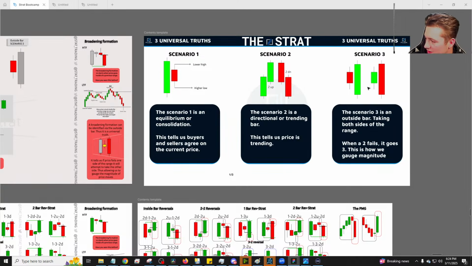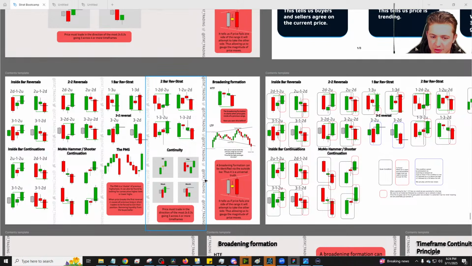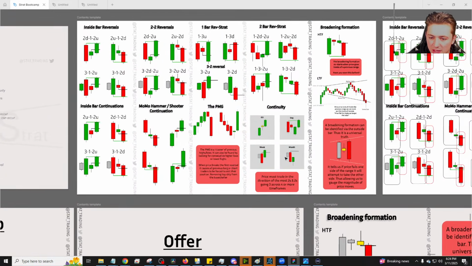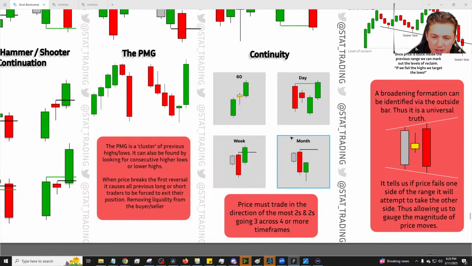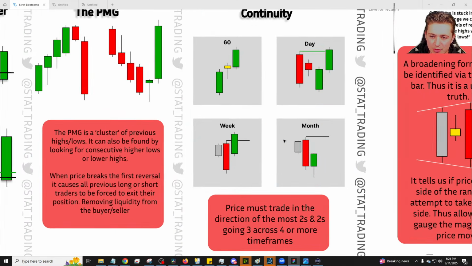So all good. So the second universal truth is this. Since we know there's only three scenarios, we're not going to look at just one chart like most traders do. What we want to do is look at 4 or more timeframes, because the second universal truth tells us this: price must trade in the direction of the most scenario twos. So two up or two down, and twos that are becoming three or attempting to become three across 4 or more timeframes. So in this example, we can go through and it'll make more sense.